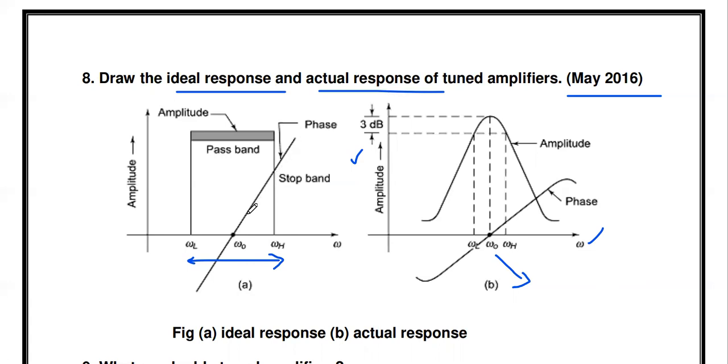And this curve is the phase response. This is the magnitude response, and this line indicates the phase response. Similarly, this is the phase response of the practical tuned amplifier. So you just draw and mention this. This is also one of the university questions.